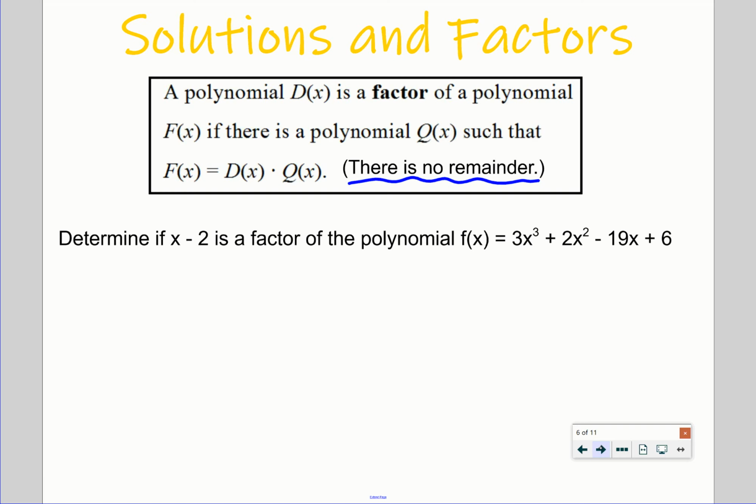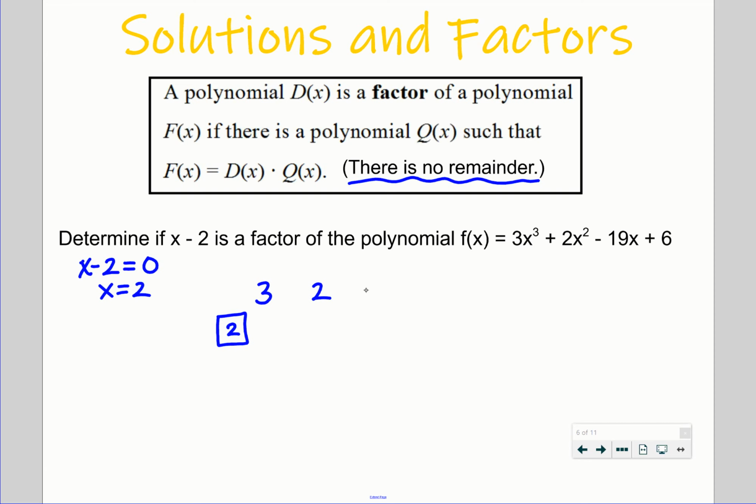So let's look at this next problem. We want to determine if x minus 2 is a factor of this polynomial. So to do that, we're just going to use synthetic division, divide it in, and look for that remainder. So I'm going to start x minus 2 equal to 0. X equals 2 is what's going to go in the box for my synthetic division.